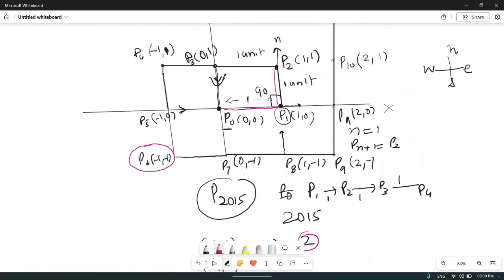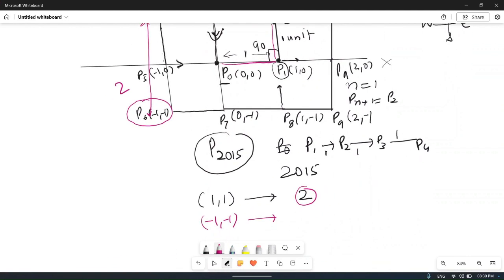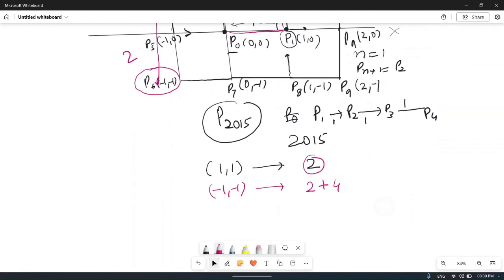I am reaching this. This is 1 unit. This is again 1 unit. So this is total 2 units. This is also 2 units. Total 4 units. So I'm reaching in 2 plus 4, 6 steps.